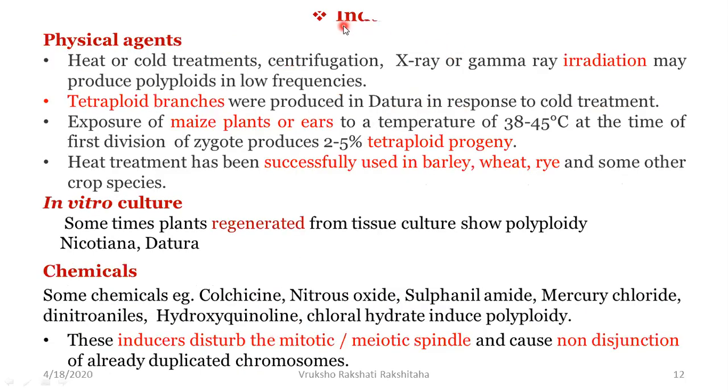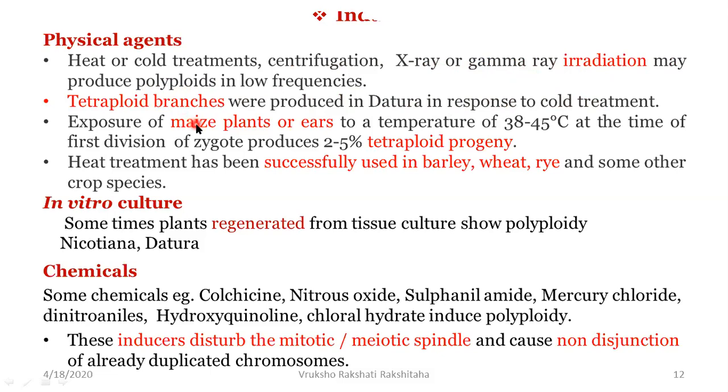Now let us look into the other type of autopolyploidy. It can even be induced by using physical agents. So heat treatment or cold treatment or chill treatment, then centrifugation, then X-ray or gamma irradiation. This may also produce polyploids. For example, in the case of Datura, when the Datura plant was given cold treatment, it was found that some of the branches were tetraploid.